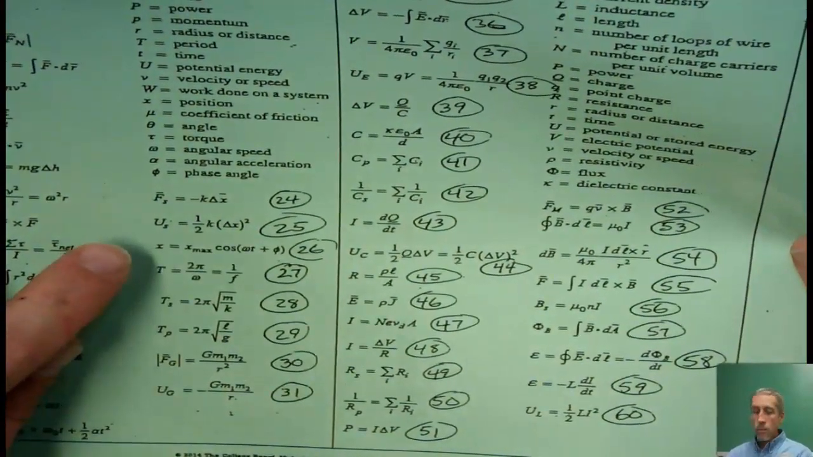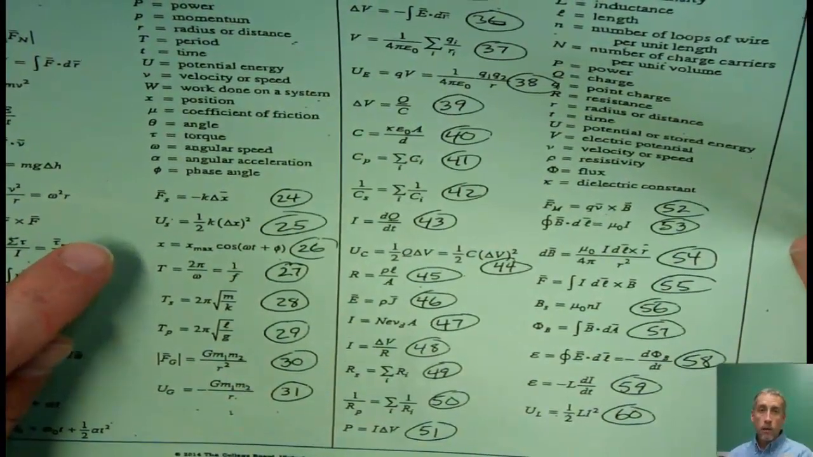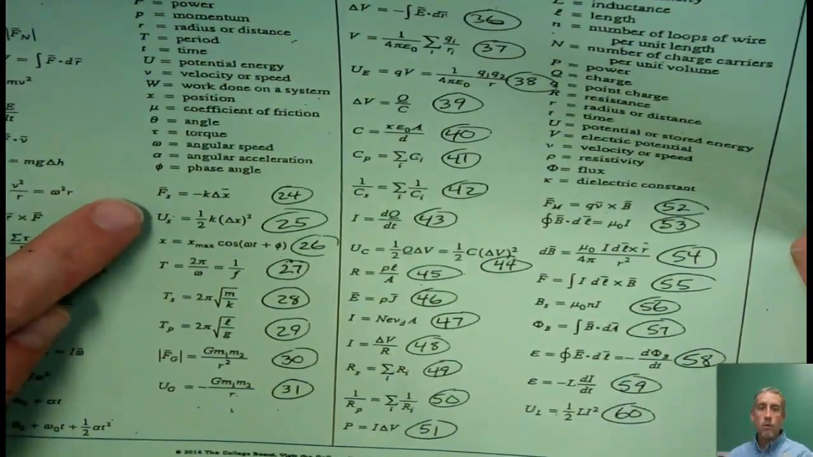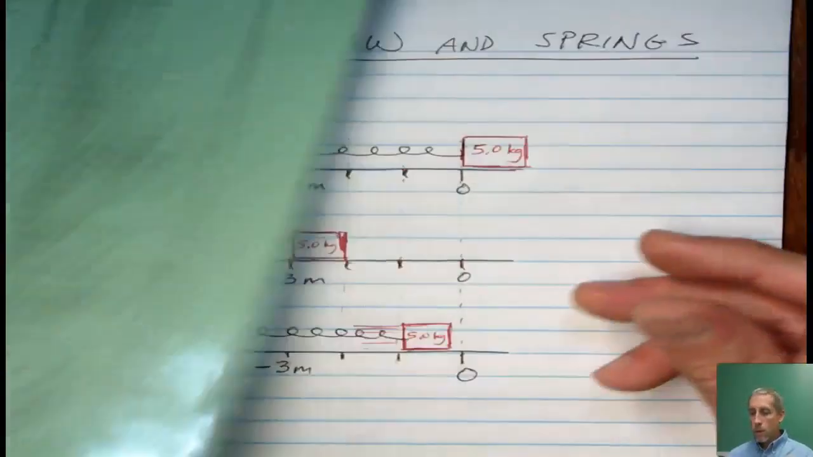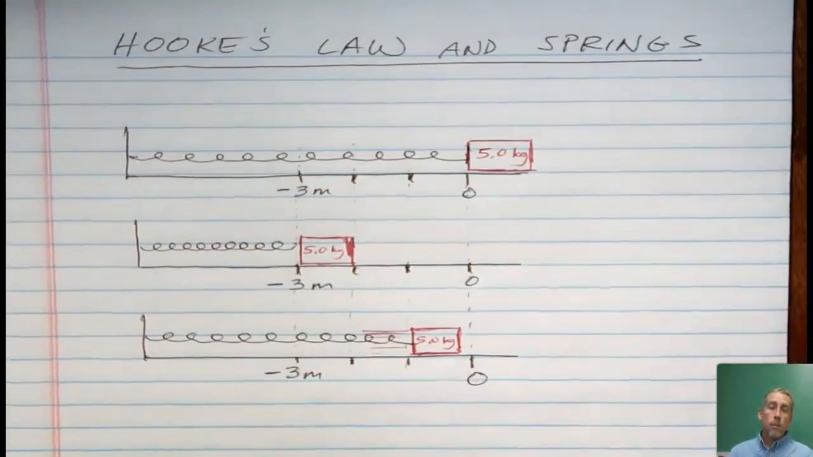And also, we store energy when we push or pull on a spring. And so that energy that is stored is described here in equation 25. So let me write these a little bit better. And I will tell you just from my experience, the most common mistake students make is that they use the force equation where they should be using energy, and they use the energy where they should be using force.